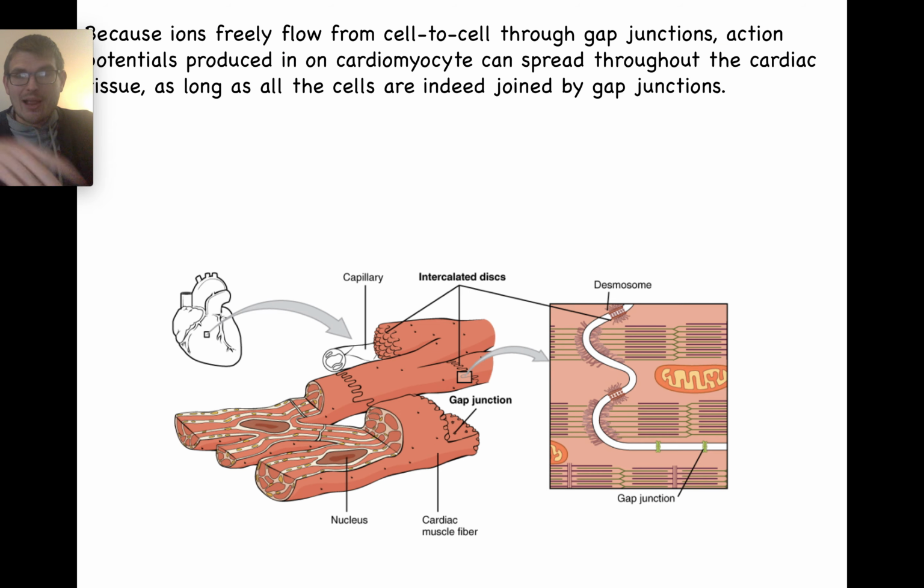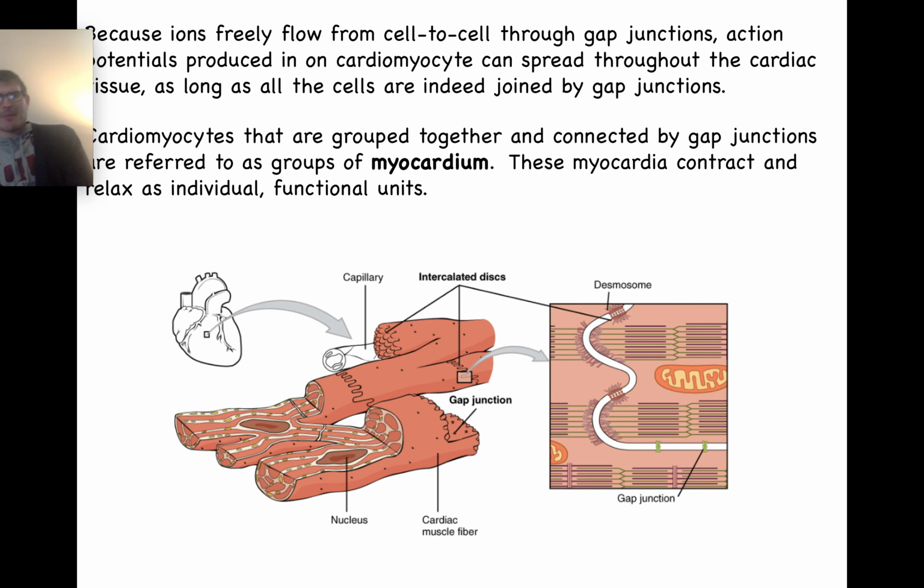So just to reiterate what I said on the previous slide, because those ions can move freely from cell to cell through gap junctions, any depolarization or action potential or whatever else that is produced in one cardiomyocyte can actually spread throughout the cardiac tissue, provided that all of those cells are electrically synapsed with each other through gap junctions. So again, just imagine that you have tunnels that link cell to cell to cell, tunnels that go through both sets of plasma membranes.